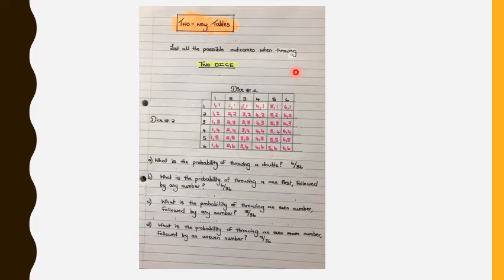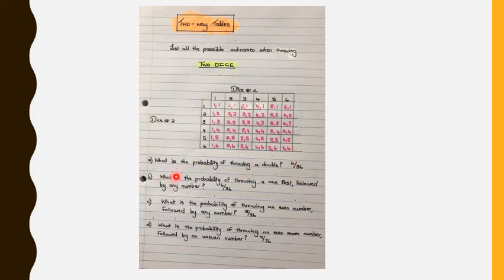Now they ask you, what is the probability of throwing a double? Okay, now a double is where there's 2 numbers of the same number. So it can only be 1 and a 1, 2 and a 2, 3 and a 3, 4 and a 4, 5 and a 5, 6 and a 6. And that is 6 out of the 36. And please simplify that. Sorry, I didn't simplify there.